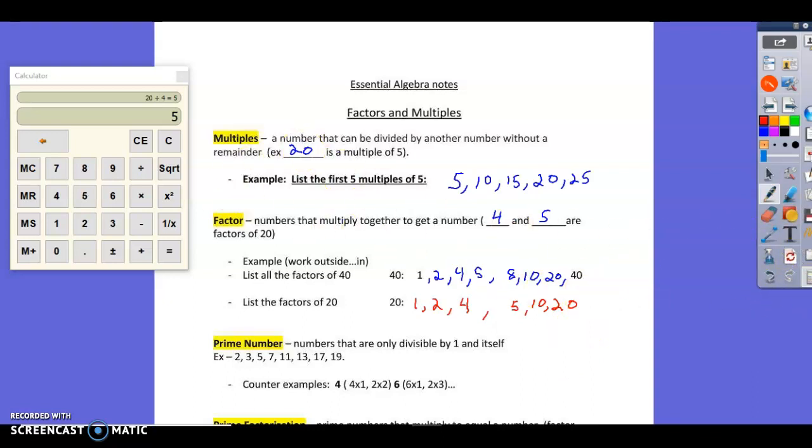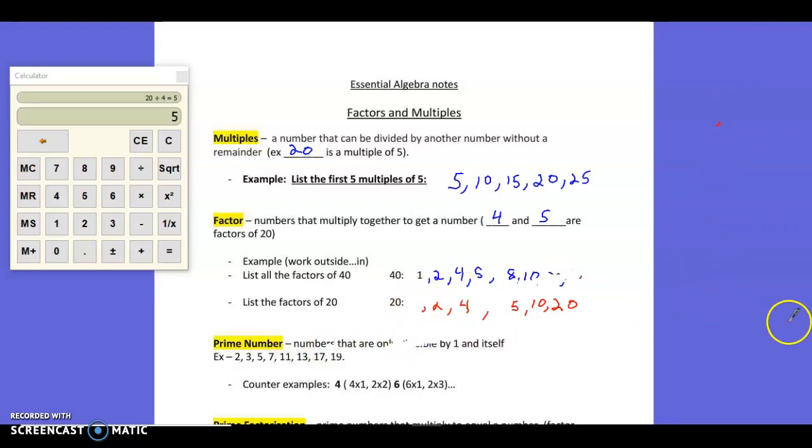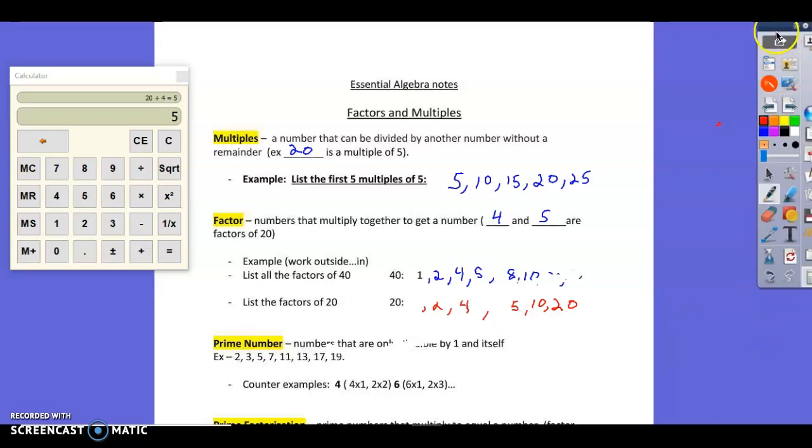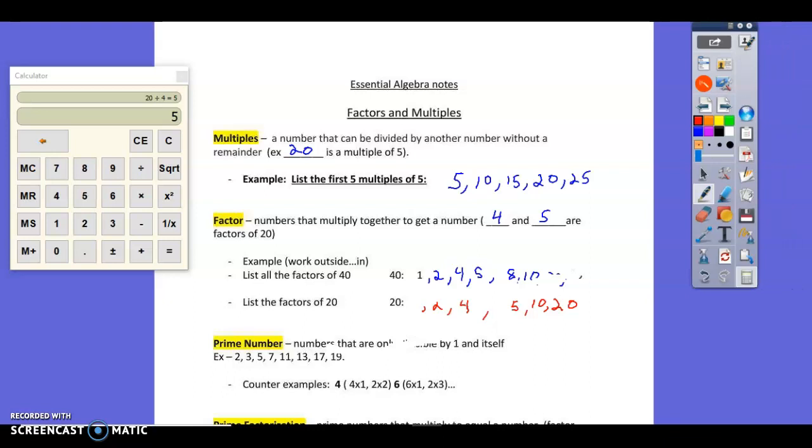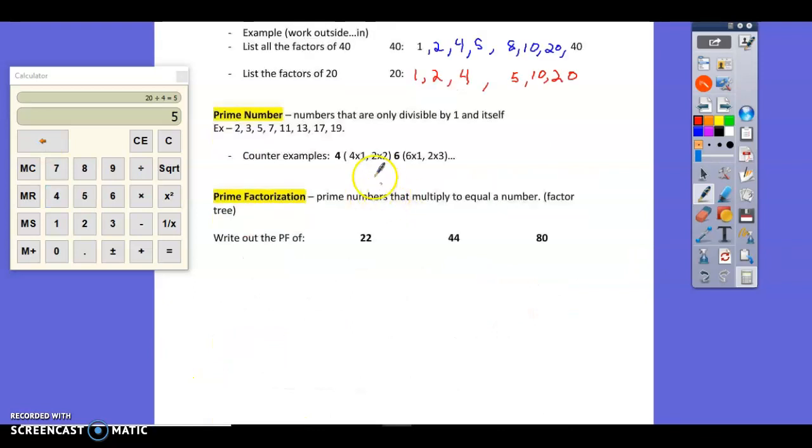All right, the next portion of the notes that we're going to talk about is prime numbers. So what is a prime number? A prime number is a number that is divisible only by 1 and itself. Meaning that only 1 and that number divide into it. So examples of prime numbers are 2, 3, 5, 7, because there are not more than 2 numbers that can multiply to equal them.